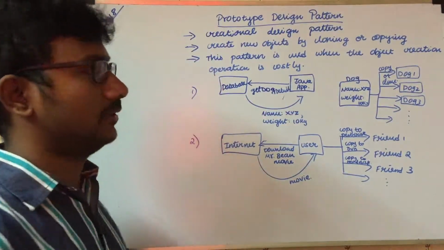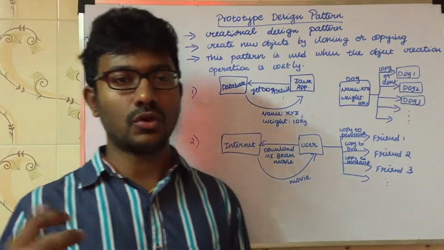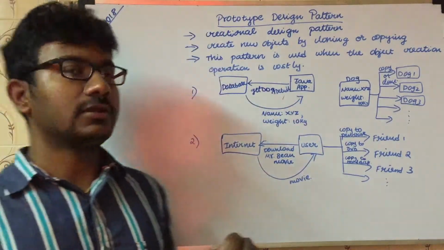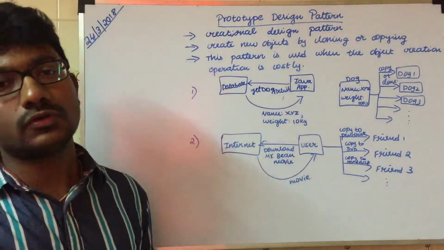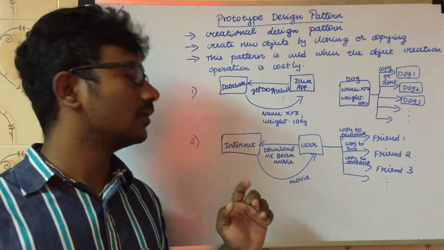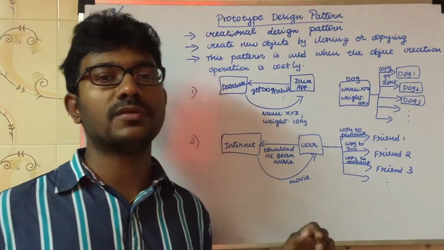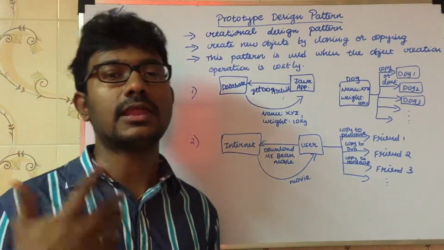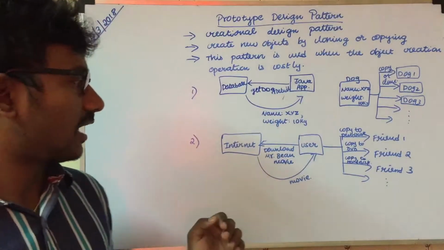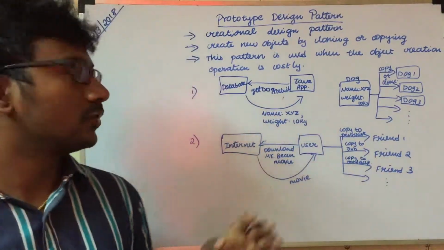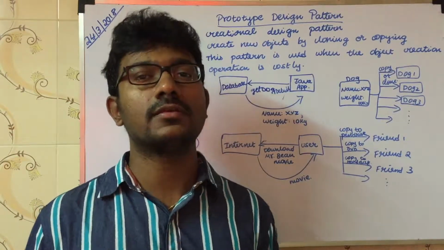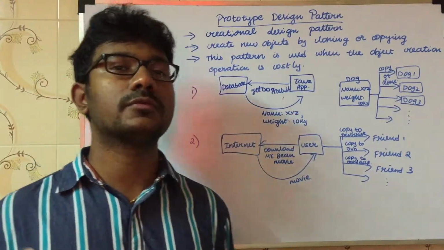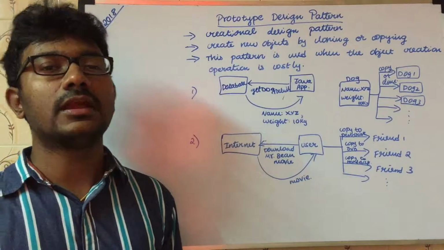And the second example: if you are a user trying to download a movie from the internet, suppose the movie is the Mr. Bean movie. You will try to download it from the internet. If the size of the movie is 1 GB, it may take nearly 30 minutes to download. After 30 minutes, if you have watched that movie, you will tell your friends that the movie is very nice. So your friends will also ask you about that movie.